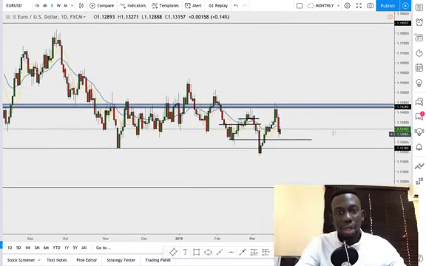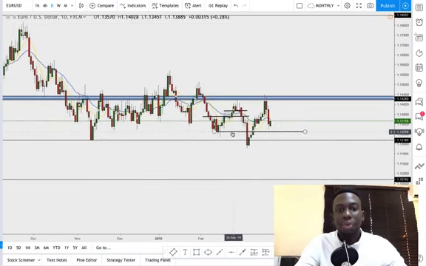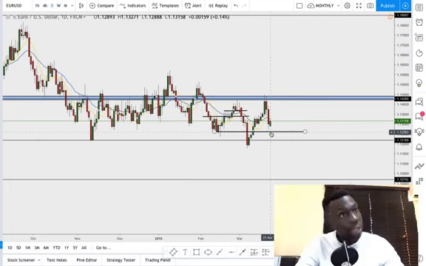Now, euro dollar, another 50-50 case. We're putting in a head and shoulder pattern. As you can see, left shoulder, head. This is looking like a right shoulder once we come all the way back to the downside. Now, two things can happen. If this head and shoulder holds, same as GBPUSD, what could potentially happen is something like so.